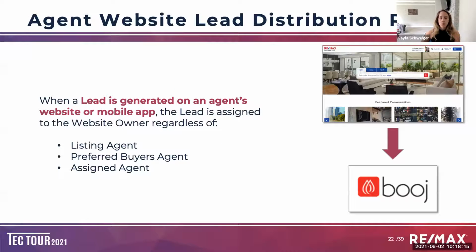Last but not least, we have our agent website lead distribution, and this one's really easy to understand. If a lead gets generated on your agent website or your branded mobile app, that lead will get assigned to you no matter what, because you did the hard work to get them to your website or your branded app. So that lead will come to you, regardless if there's a listing agent involved, regardless if they have a PBA, and regardless if they've been assigned to another agent within your hierarchy. They came to your website or your mobile app, they get assigned to you, which is amazing.